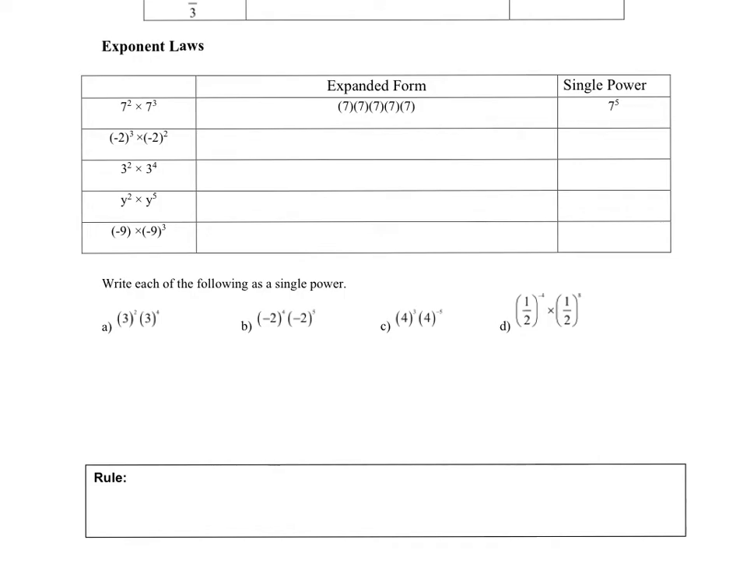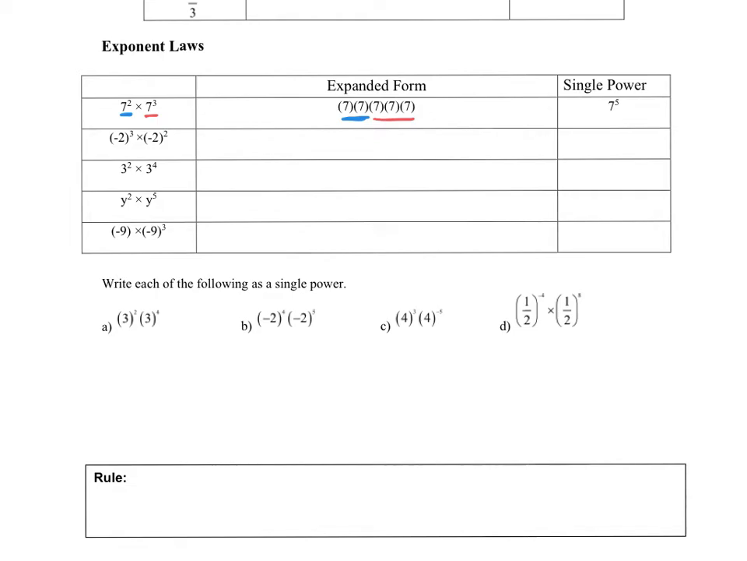So here, this is already done for us where we have expanded form. So we have 7 squared, 7 times 7, which is here, 7 times 7. And then we have that multiplied by 7 cubed, which is 7 times 7 times 7. So now we can see that we have the base 7 multiplied by itself 5 times. So as a single power, that is just 7 to the exponent 5.